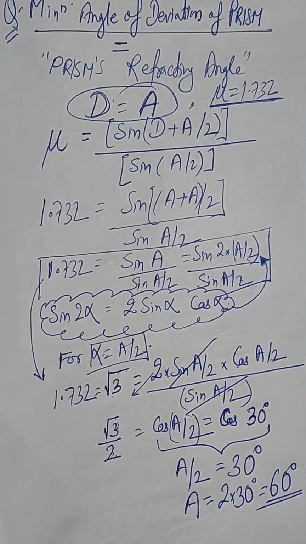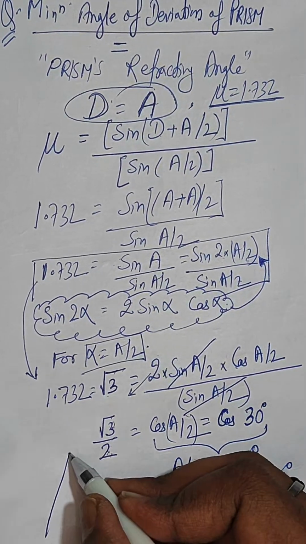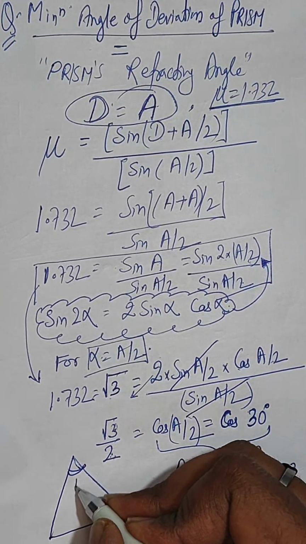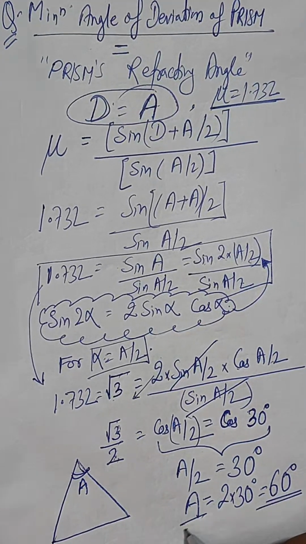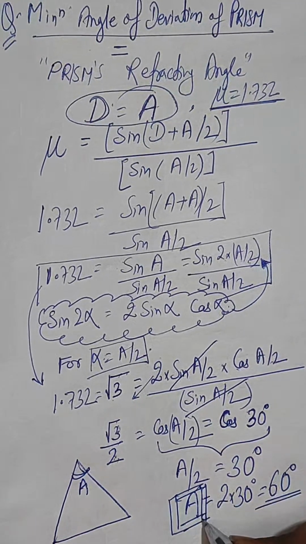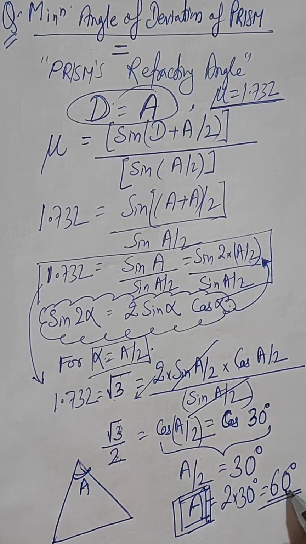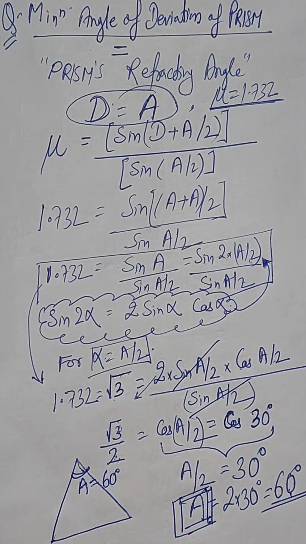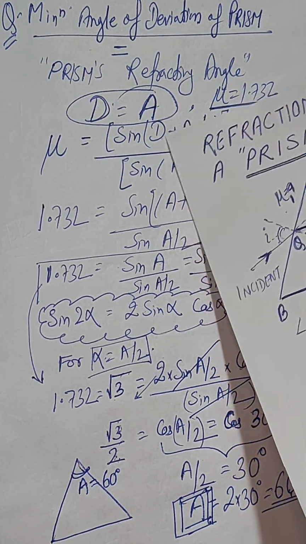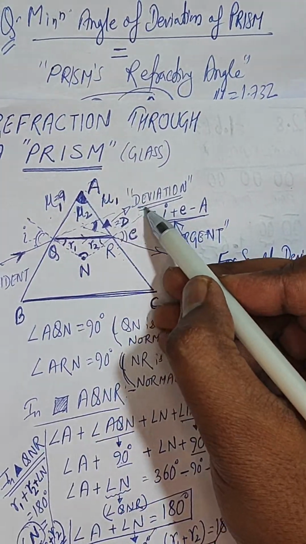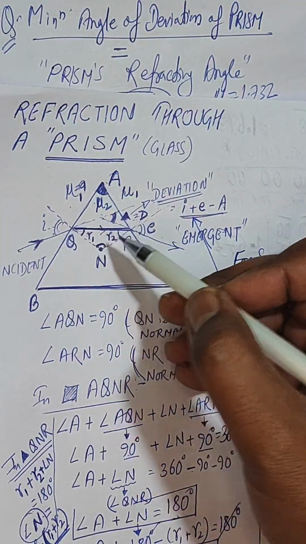So in this question, if you remember, this was the angle of the prism, right? This is calculated as equal to 60 degree. This 60 degree is basically this angle of the prism, right? And what was delta? What was D over here? D is this one. This is the deviation angle, right? This was the concept.